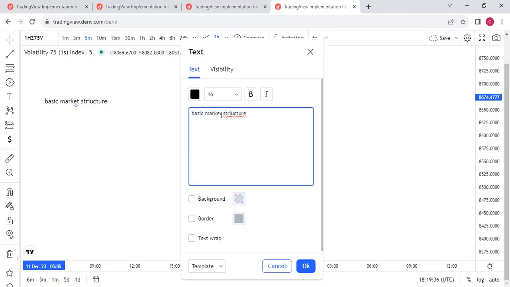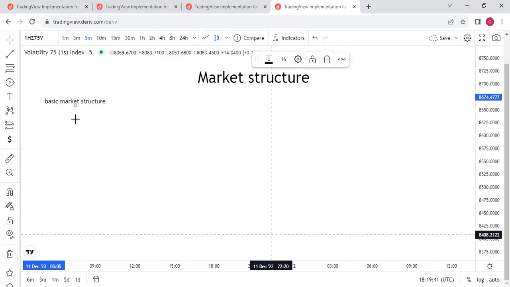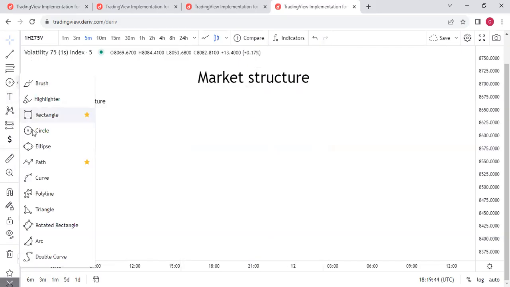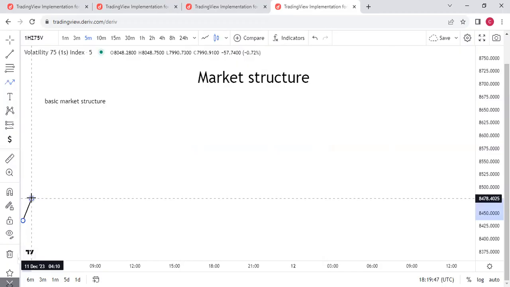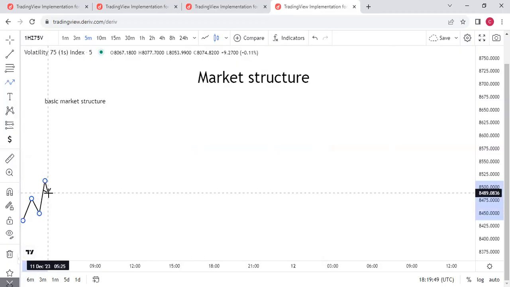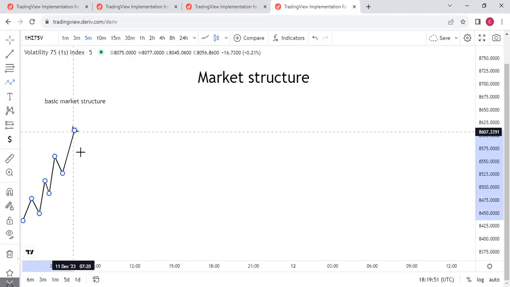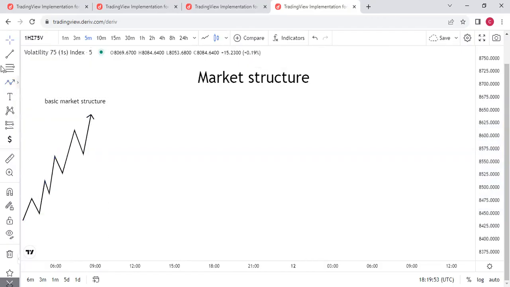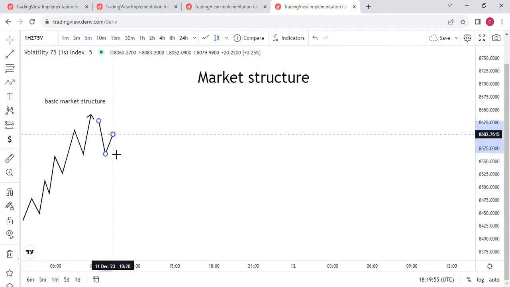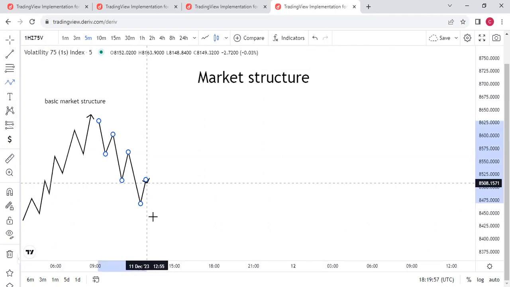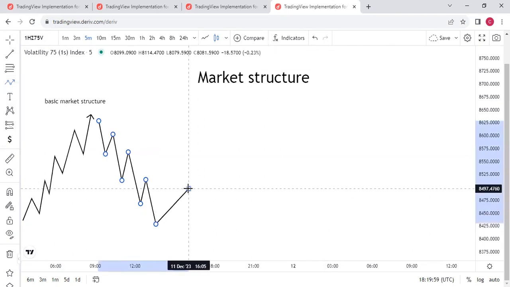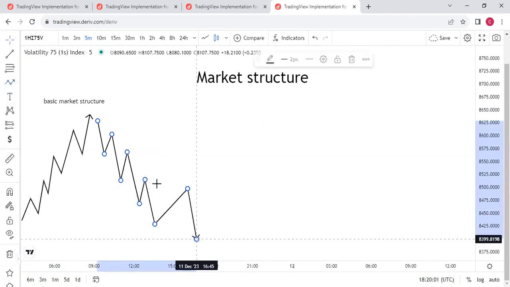So you know that market moves in higher highs, higher lows, or lower lows, lower highs. Market moves like this: higher highs, higher lows, higher highs, higher lows. So all these are structures in the market. If it's going down, lower highs, lower lows, it's still a structure.